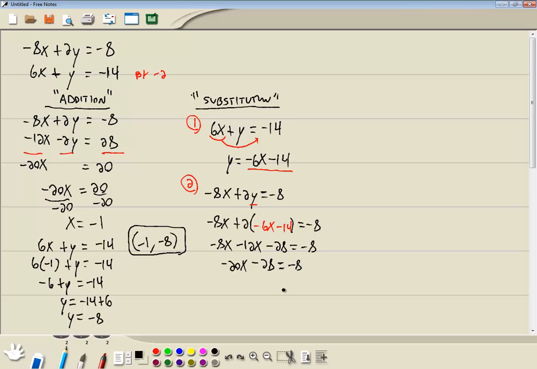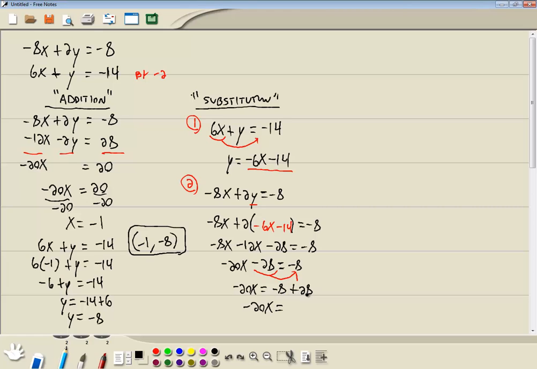Second step, get rid of fractions. Don't have any. Step 3, get everything with an x on one side, numbers on the other side. So I'm going to take that negative 28 over. When you take anything across an equals, your sign changes. So it goes from negative 28 to a positive 28.